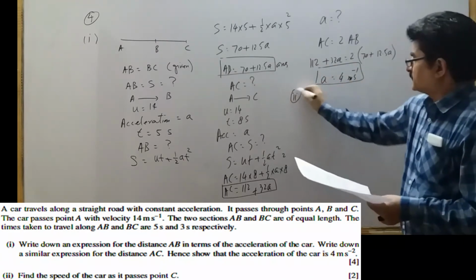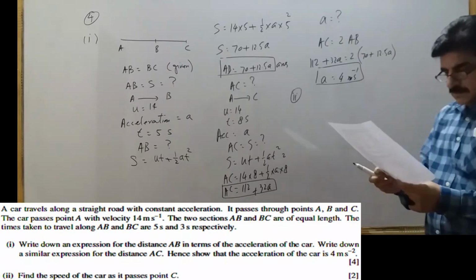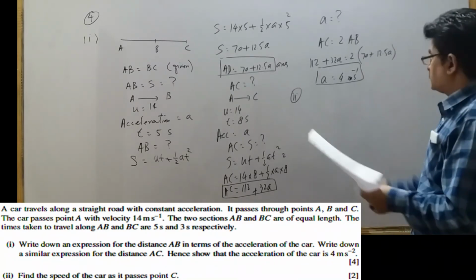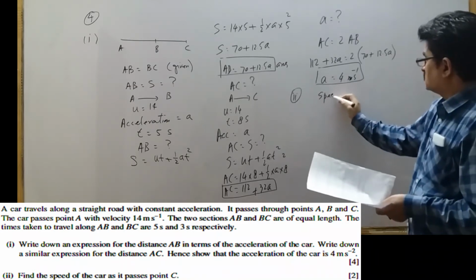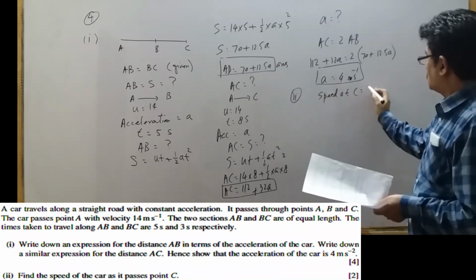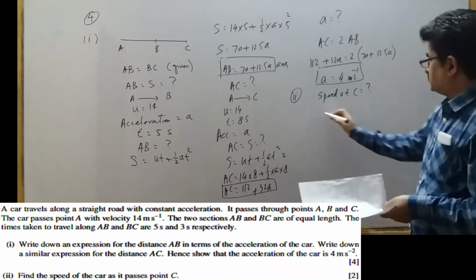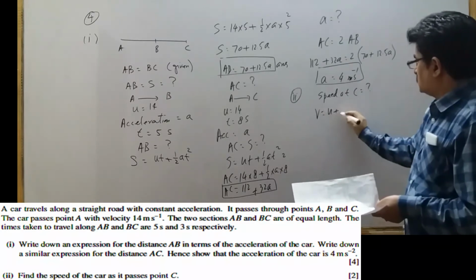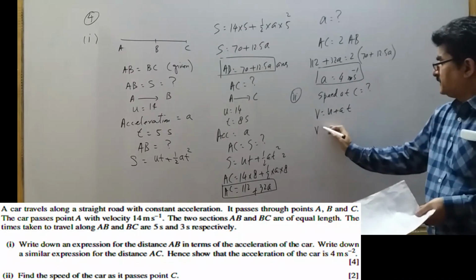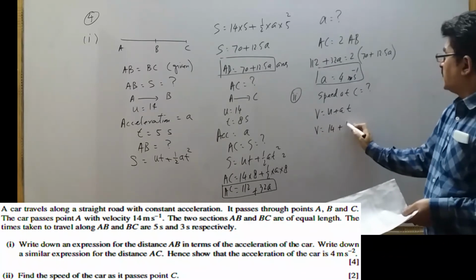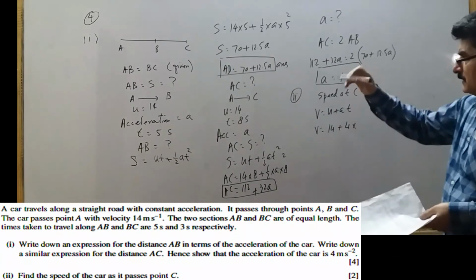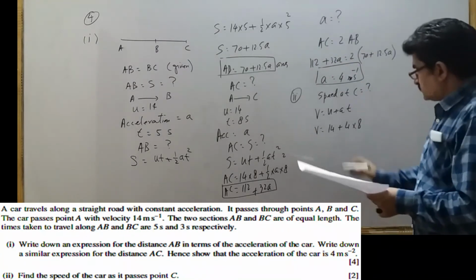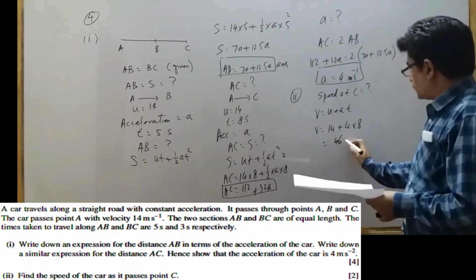Now come to second part. Second part asks find the speed at C. Now you can easily find it because you have v is equal to u plus at formula. You need v, you have 14, you have a, and you have time. You are taking A and C positions, so time is 8. So this is equal to 46.